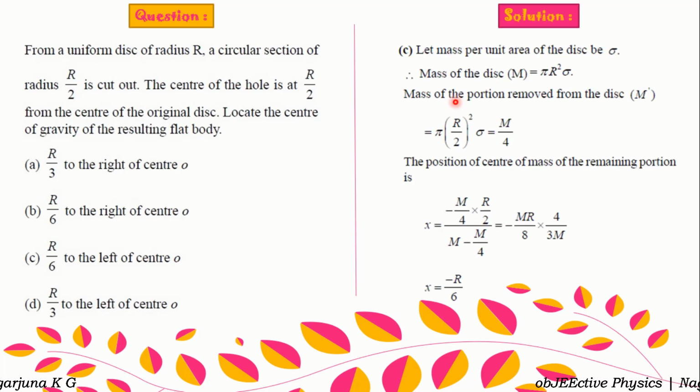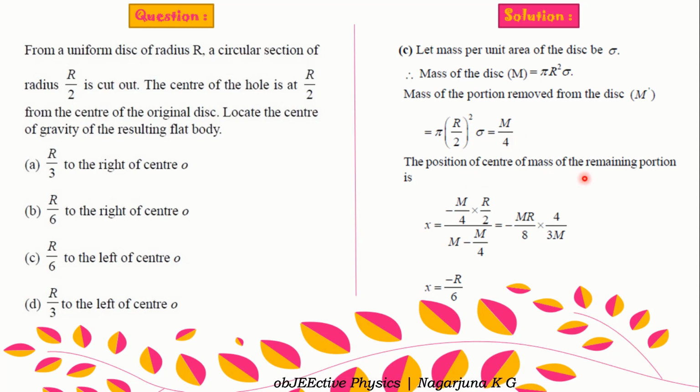Solution. Let mass per unit area of the disk be assumed as sigma. Therefore, mass of the disk capital M is equal to pi R square into sigma. Mass of the portion removed from the disk is assumed as M dash, equal to pi into R by 2 whole square into sigma, that is equal to M divided by 4.